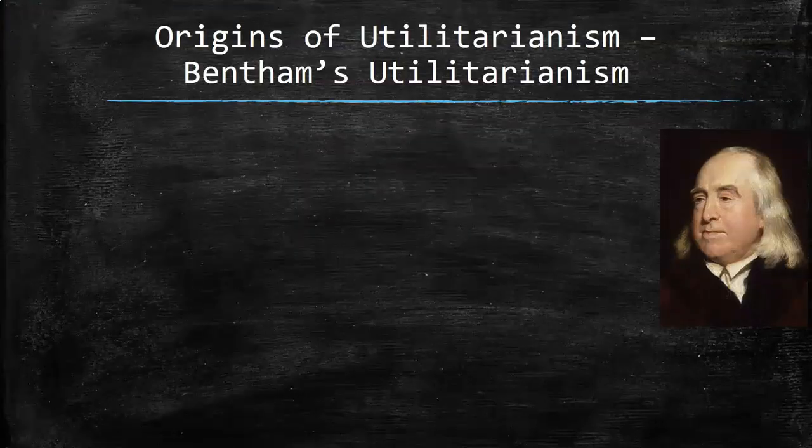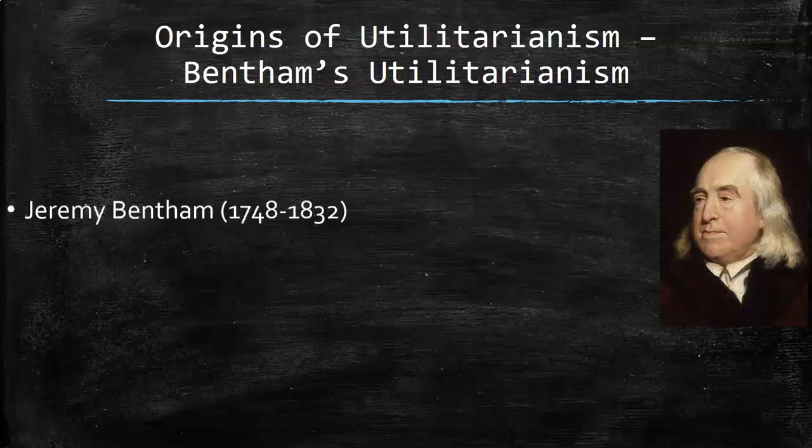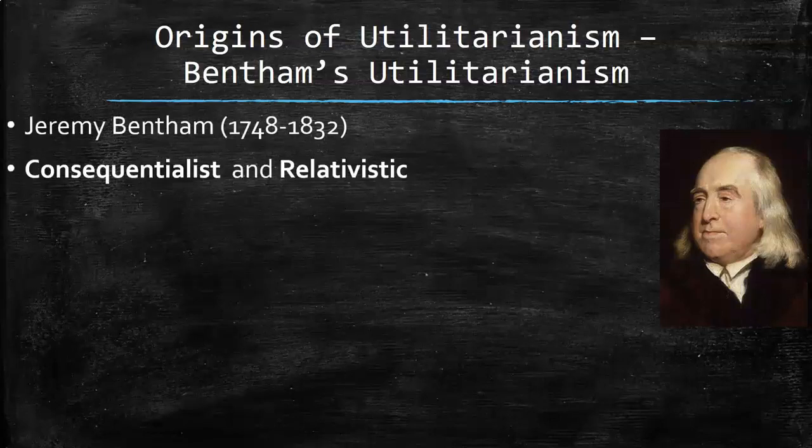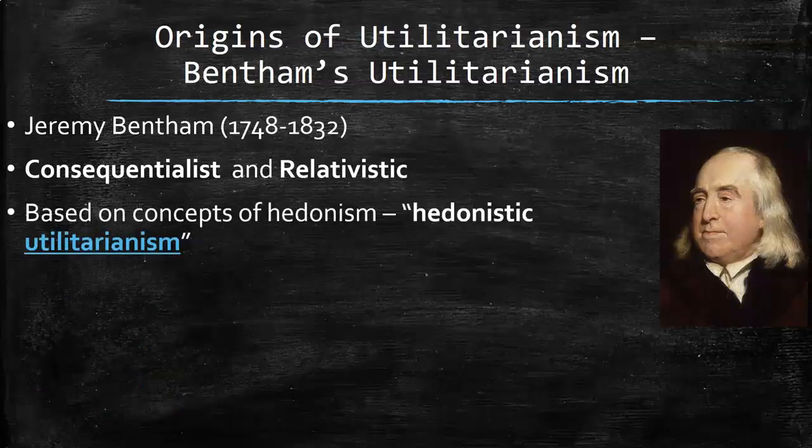Now, where does this all come from? It starts with Jeremy Bentham, and you can read more about him in the textbook there. He's a consequentialist and a relativistic view. What do we mean by relativistic? It means what I was saying before. It depends, right? It's relative to the situation. It's relative to what people value, that sort of thing. And again, it's hedonistic utilitarianism.